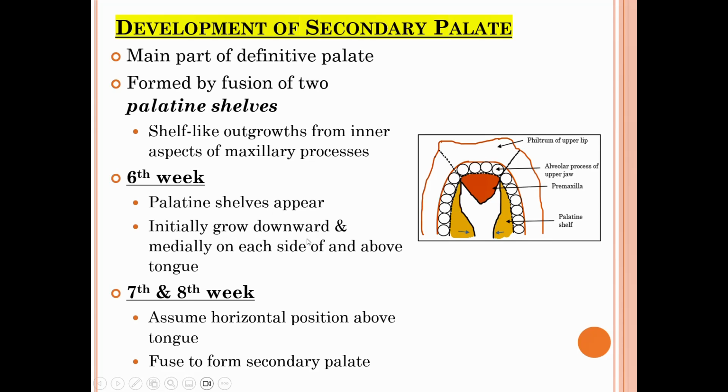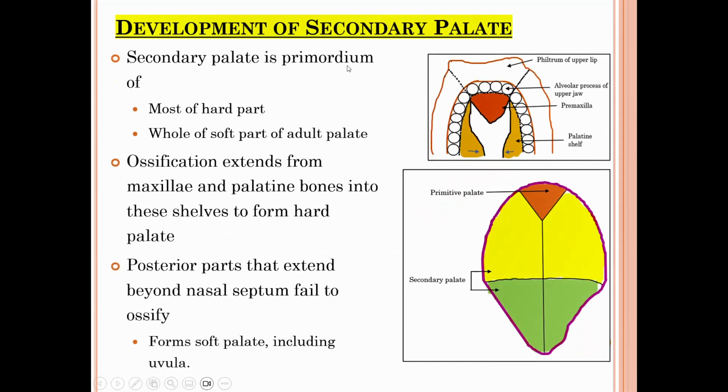They initially grow downward and medially on each side of the tongue, and by the 7th and 8th week they assume a horizontal position above the tongue, and then they fuse to form the secondary palate. You are seeing here how the secondary palate is formed. The secondary palate is the primordium of most of the hard palate and the whole of the soft part of the adult palate. So you can see here, this part we have already discussed.